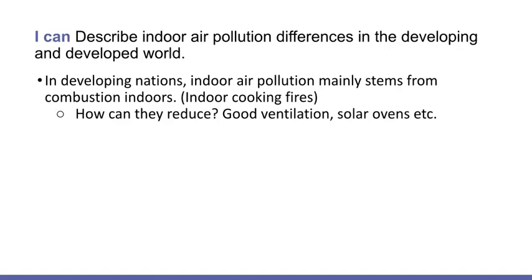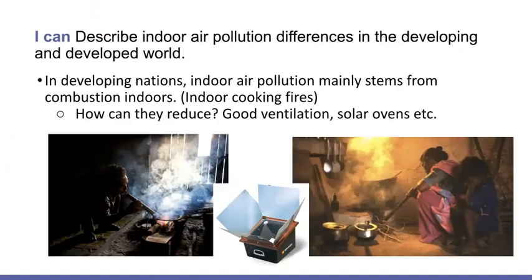In developing nations, indoor air pollution mainly stems from combustion, so indoor cooking fires. How do you reduce it in these countries? You can have good ventilation. You can use a solar oven instead. Those are both ways. So I added some pictures here so you can understand what I was talking about. Here are two pictures where people are cooking indoors. They're not sealed up dwelling places, so the smoke is going out, but they're still breathing it in. And so it is the number one cause of death from indoor air pollution in a developing country.